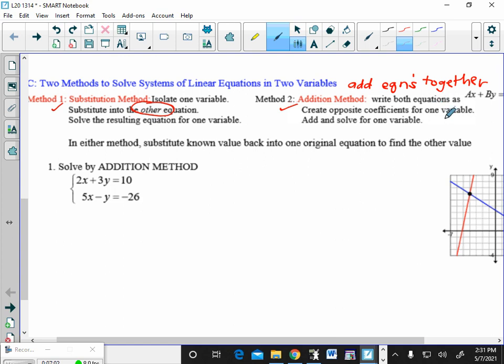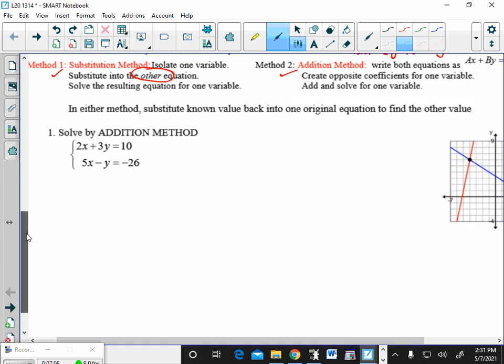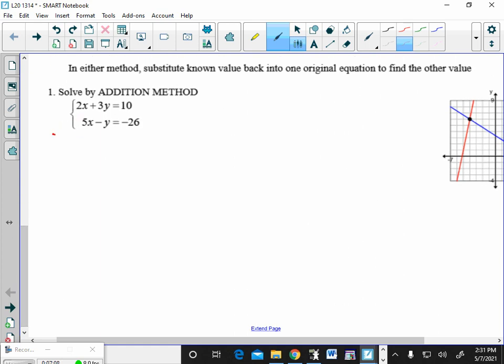And then we will solve for the other variable. Let's give this a try. So the addition method means we are going to add these up. Now, if I add these 2 equations up, I'm not going to eliminate a variable. So I'm going to look for a plus and a minus sign if possible.